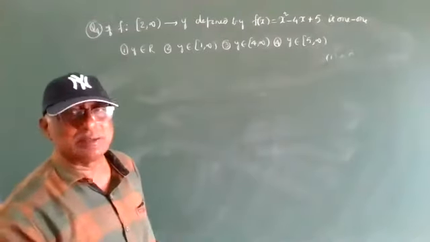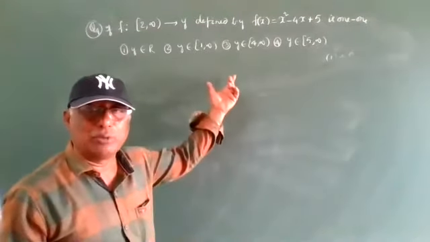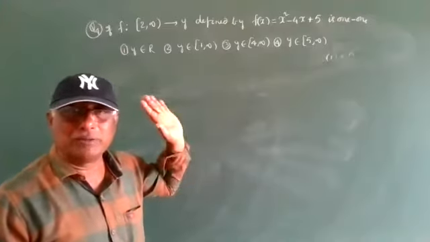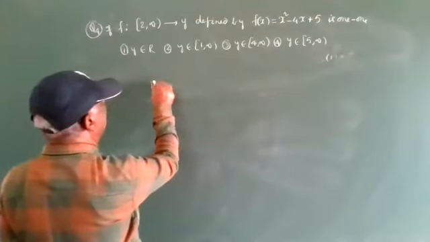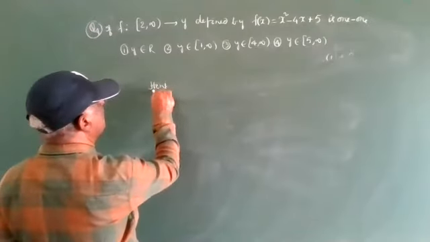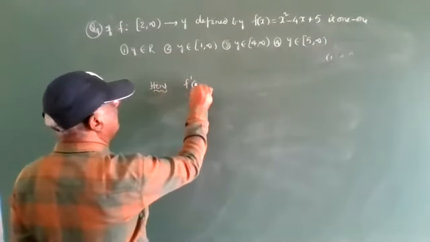What is the easiest method? Yes, we can apply the derivative method also. See, I am applying the derivative method. f dash x is equal to the derivative of x square.